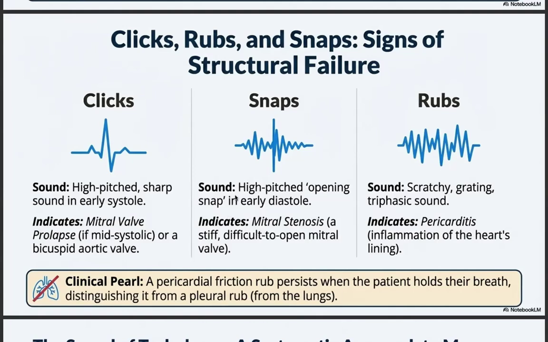snaps. These are heard in early diastole. So this is your S3 sound. This is for like mitral stenosis. And then rubs. I kid you not, if you're hearing a rub, like a pericardial friction rub, it sounds like if you know someone with the driest hands ever, and like let's say they're calloused and they rub their hands together, that's kind of what a friction rub sounds like.